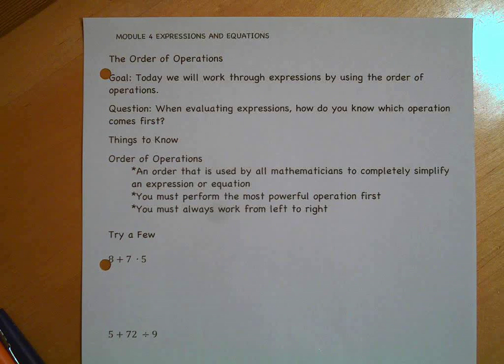All right, so things to know. The rules of order of operations are these. An order that is used by all mathematicians to completely simplify an expression or an equation. What you need to remember about order of operations is you must perform the most powerful operations first. So that means the operation that will have the most drastic change in your amount, that's the one that you have to do first. And you must always work from left to right whenever you're solving.